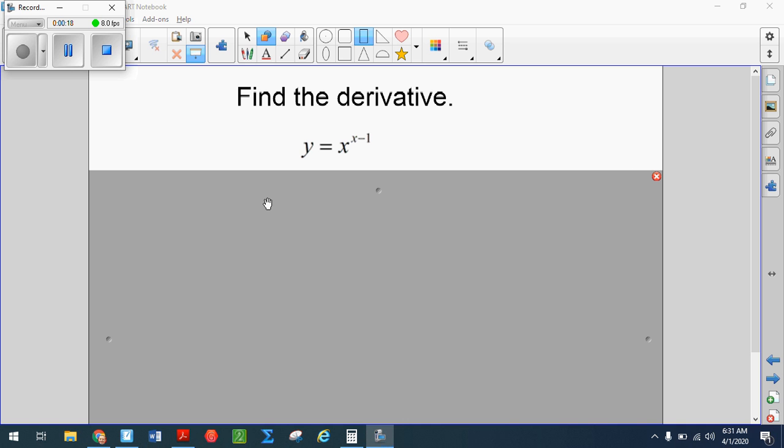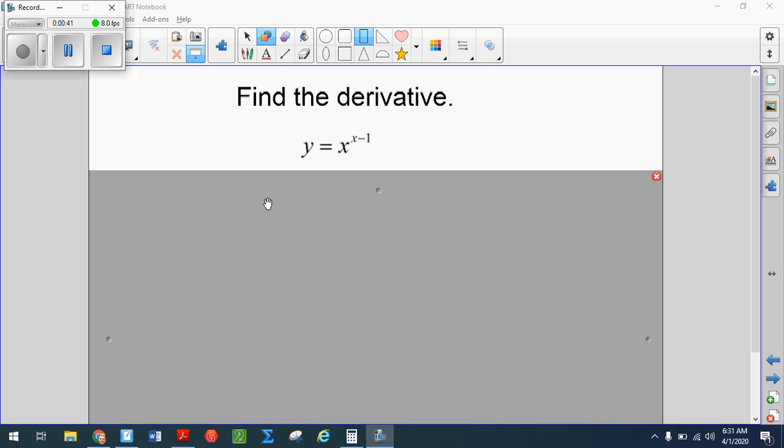You can't just do the simple power rule. You can't take the exponent, x minus 1, bring it down in front, multiply it by x, and then do x minus 1 minus 1. You can't use the simple power rule where you take n down in front and then do n minus 1. That only works if n is a number, not a variable expression.